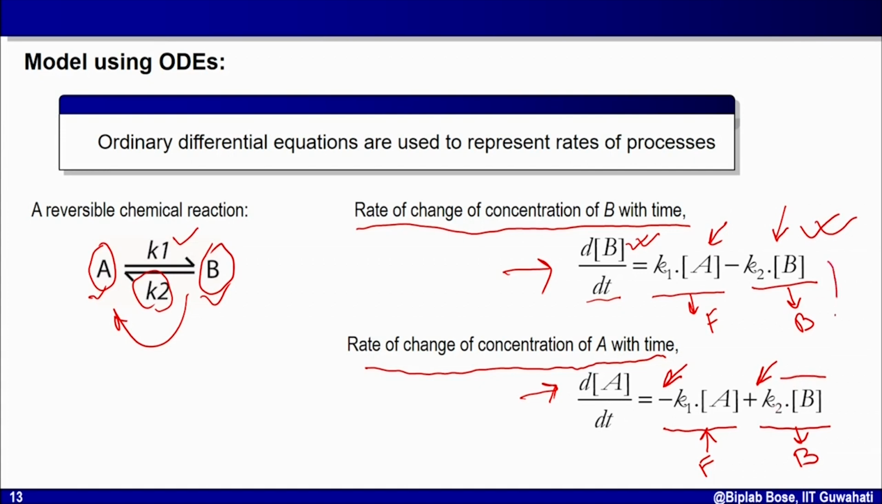So actually both these ODEs are exactly the same except for the signs. The signs are inverted. So these two equations are essentially my mathematical model for this reversible reaction. And the ODEs written here represent the rates of the processes: the rate of formation of B, and the rate of formation of A.